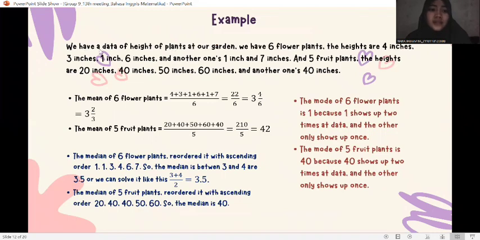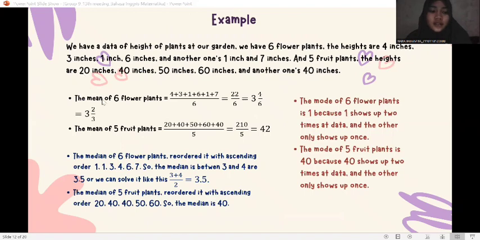Example, we have data of the heights of plants in our garden. We have 6 flower plants. The heights are 4 inches, 3 inches, 1 inch, 6 inches, another 1 inch, and 7 inches. And 5 fruit plants, the heights are 20 inches, 40 inches, 50 inches, 60 inches, and another 40 inches.